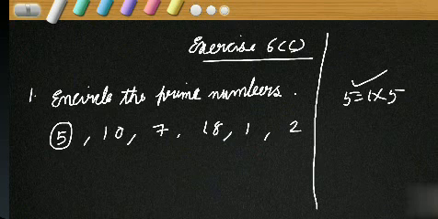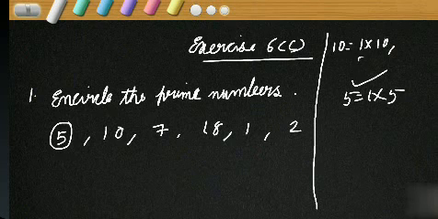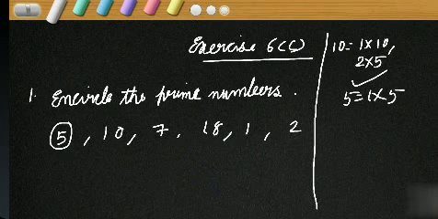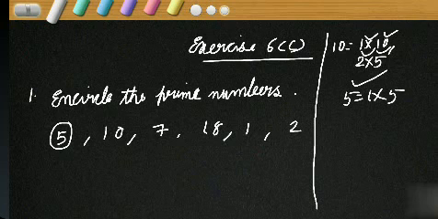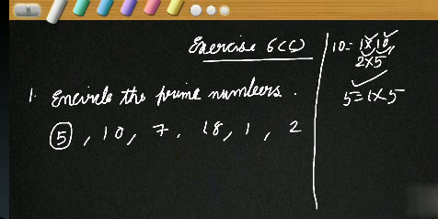Now consider the next number, 10. Which are the factors of 10? Of course, we can write 10 as 1 into 10. Anything else? Yes, 2 fives are 10. So, is 10 a prime number? No. Why? 10 has how many factors? 1, 2, 5, 10. More than 2 factors means 10 is not a prime number. So we need not encircle this.